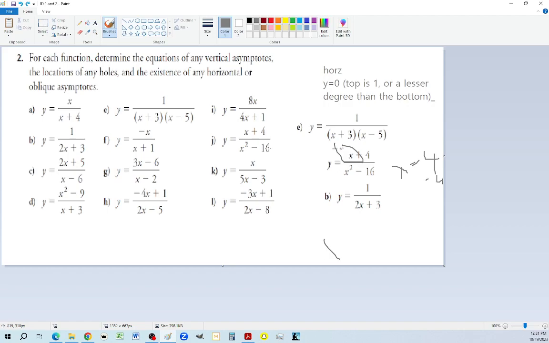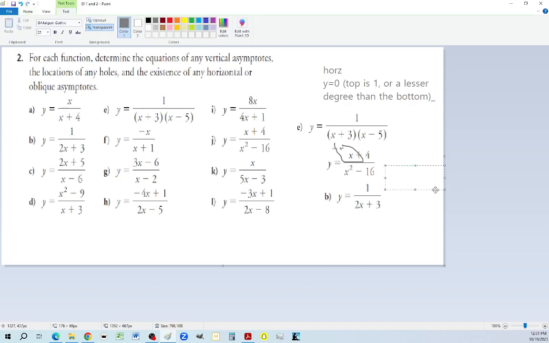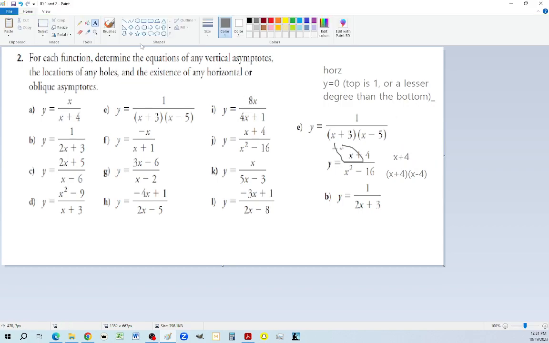That's a difference of 2 squares, and notice the top has an x plus 4. The bottom factors into x plus 4, x minus 4, and cancels with the top, which is x plus 4. So right away, we're left with these will cancel. That means at x minus 4, there's a hole.